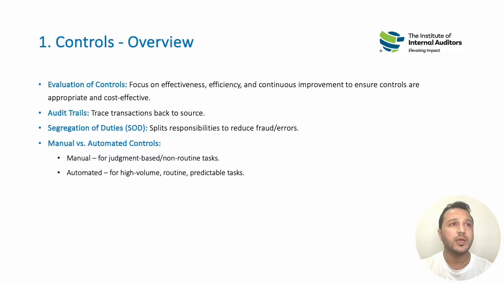Automated controls, we basically deploy for high volume, routine, and predictable tasks. If we have to do a similar transaction at certain limits, for example, if your salary is presumably 10,000 per month, and you apply for a loan, the bank may have a table saying anyone who is employed and earns 10,000 per month, so 120,000 per year, can be granted up to 1 million of loan.